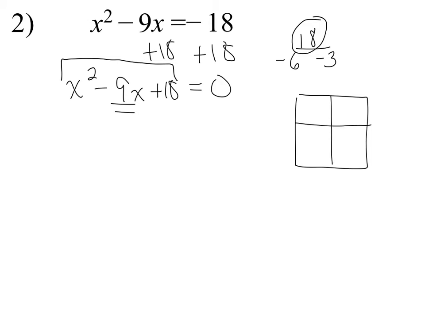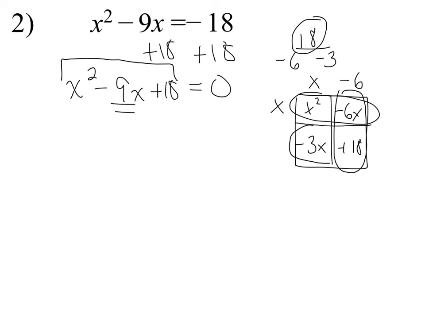So in my box, I've got my x squared, I've got my minus 6x, my minus 3x, and my positive 18. So the first row I'll take out an x, which will make this x. Now out of the first column, I have 6 and 18, which I could take a 6 out, but we said if the first one is negative, we should take that negative out. Same thing for this row. 3 and 18, I can take a 3 out, but if the first one is negative, we should take that out. So my two factors are x minus 6, x minus 3 equals 0.